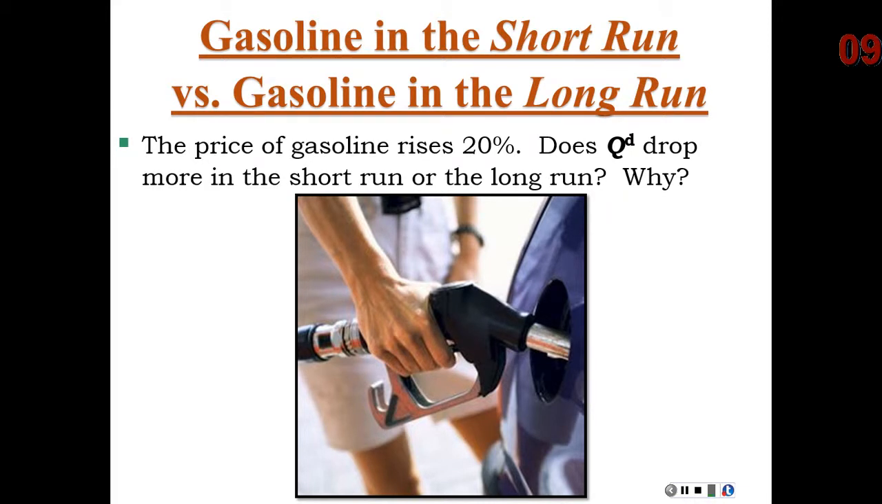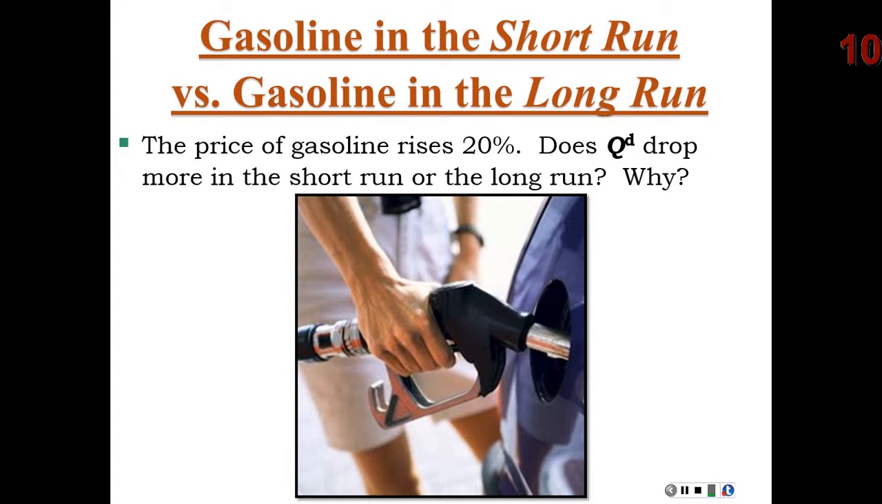Okay, and again, to think about that, think about what could you do today to change your gasoline consumption. Maybe you've already commuted to work, you've already commuted to campus, you didn't arrange a carpool, you can't move your apartment closer to campus today to walk or ride your bike. You can't trade in your car today for a hybrid or something like that. I mean, those options would be difficult to do today, right?